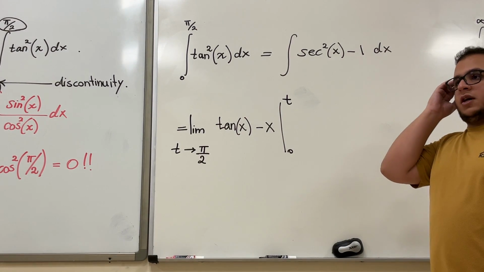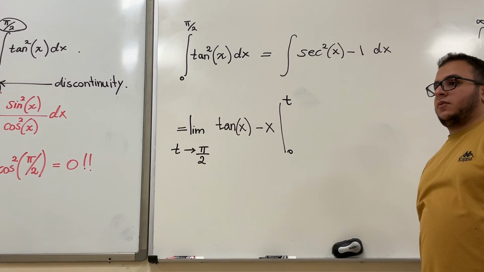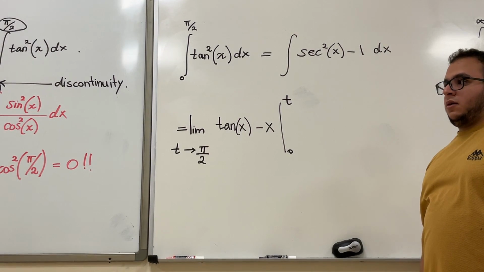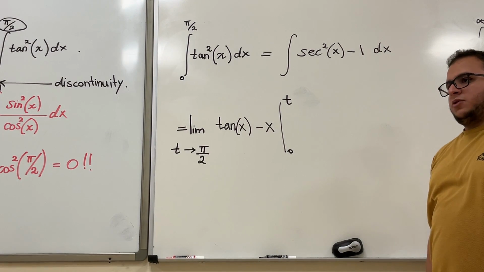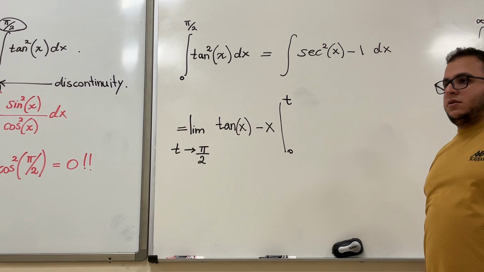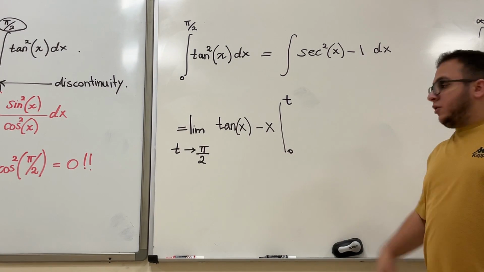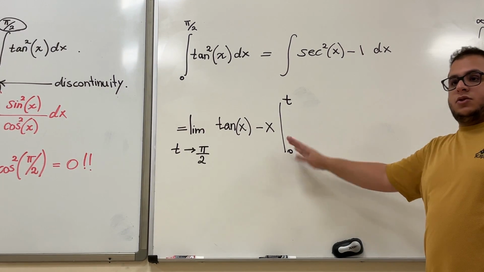Now, do we always put T, or if it's continuous, you just put the other number? If it's continuous, you just put the other one. But here it's not continuous, so you have to replace it with T. If you do this, this is wrong.